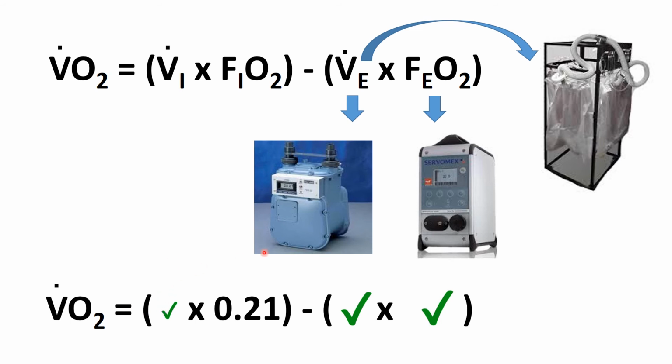which we're going to estimate from expired volume, times the fraction of inspired oxygen, which is always 0.21 or 21%, minus the volume of expired air per minute, which we measure using our expired air sample in a Douglas bag, running it through the dry gas meter, and the fraction of expired oxygen in that air, which we measure using the Servomex. So we measure this, we measure that, that's a constant, and then we estimate that from VE.